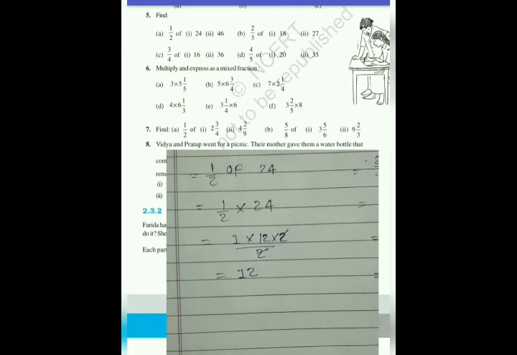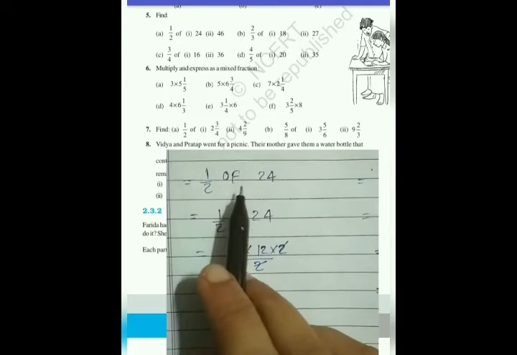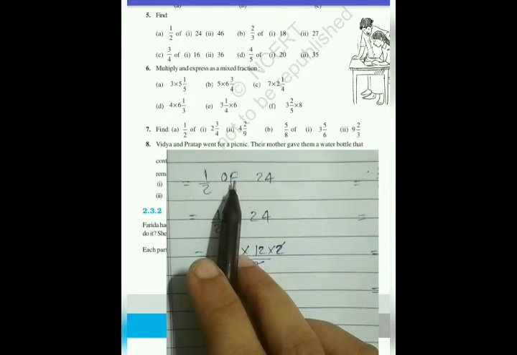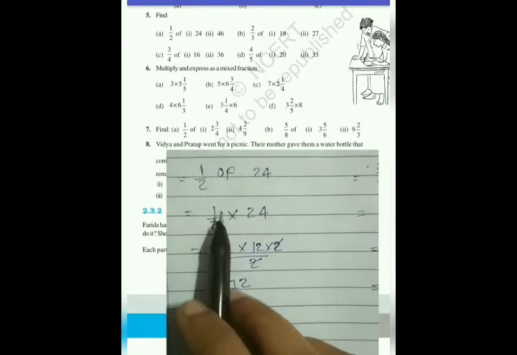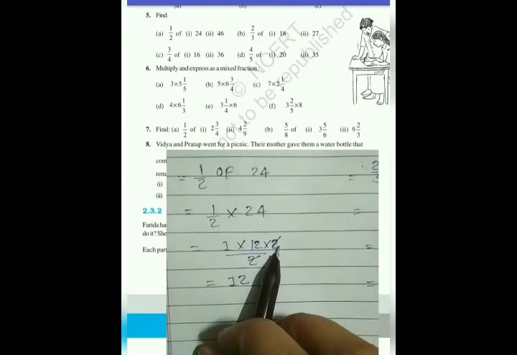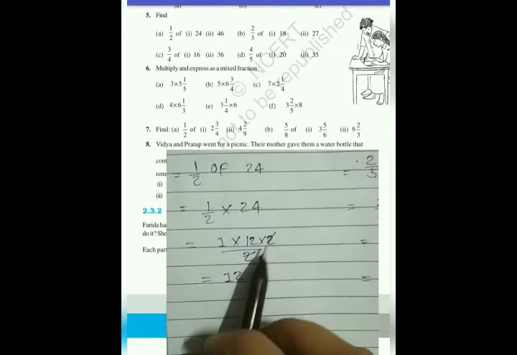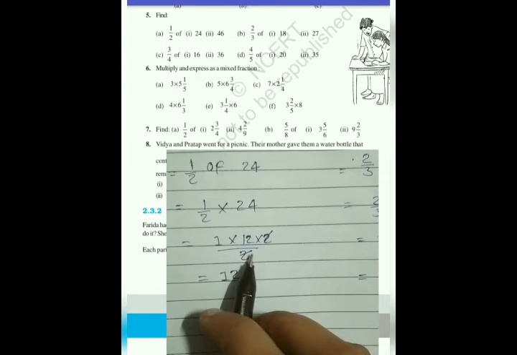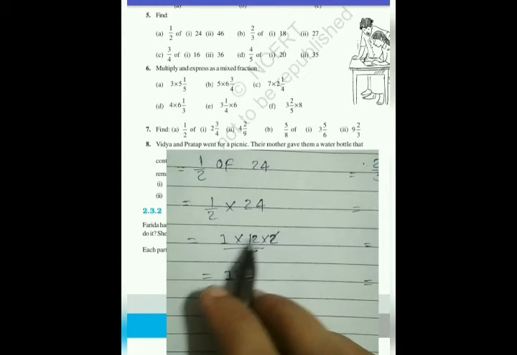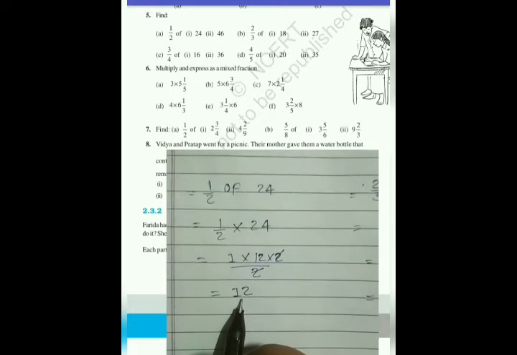Now we take our next example. 1 by 2 of 24. We know that of represents multiplication. So we multiply 1 by 2 with 24. So 1 by 2 multiplied by 24. We know that 12 2s are 24. So 1 multiplied by 12 multiplied by 2. Now we cut 2 from numerator and denominator. So the remaining numbers are 12 and 1. So 12 1s are 12. So 12 is our answer.